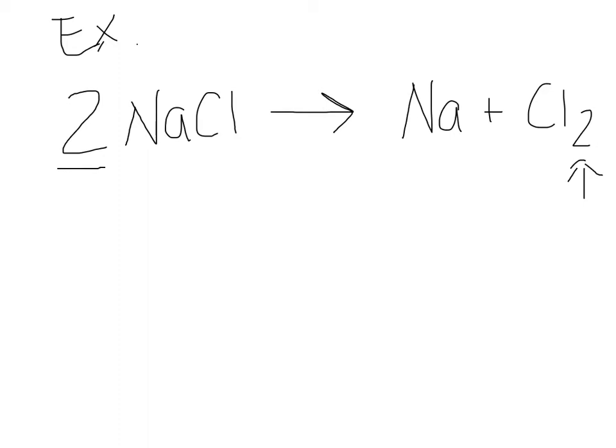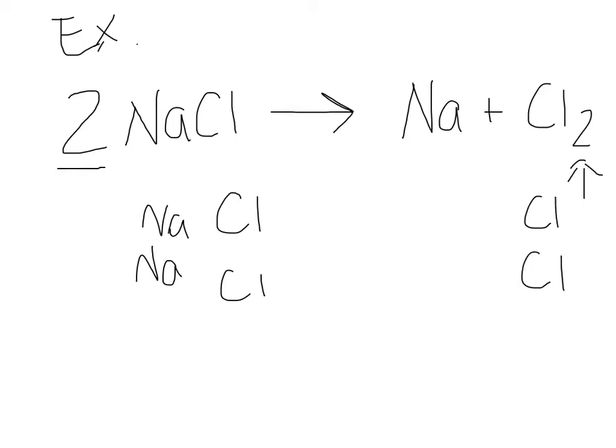By doing that, that means I've got 2 sodiums and 2 chlorines. That is telling you how many. Now if I go back to this side of the arrow, this subscript also means I've got 2 chlorines, so 2 and 2, my chlorines are balanced.